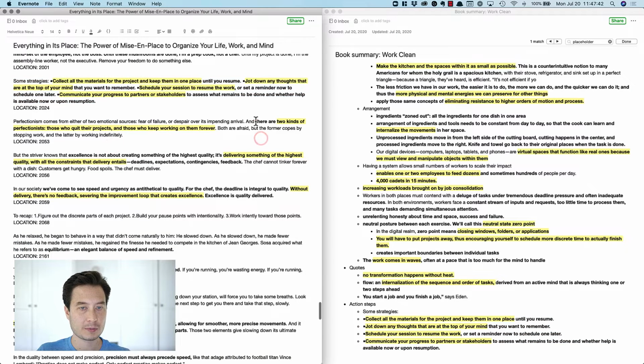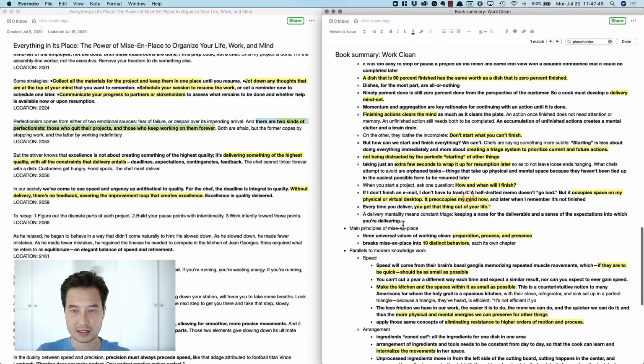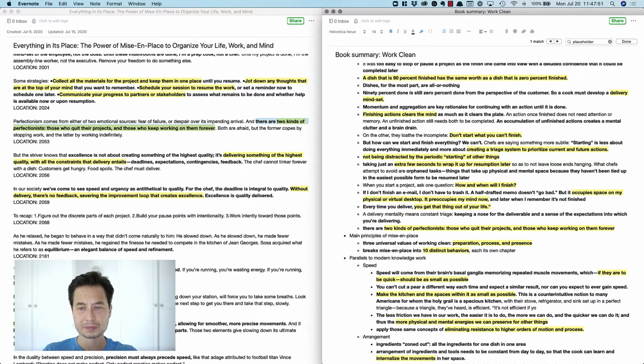Okay, there are 2 kinds of perfectionists. Yes, this to me has to do with finishing mentality. You see why? Because why would people not have a finishing mentality? That's kind of obvious. It's because they're perfectionists, clearly. And there are 2 kinds of perfectionists: those who quit and those who keep working on the thing forever. And those really are the same. They lead to the same place, which is not finishing.